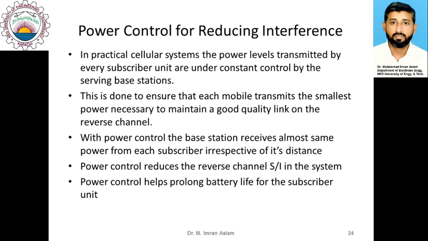So far we have discussed the effect of interference, both co-channel interference and adjacent channel interference. We have discussed their effect and how we can combat those interferences.